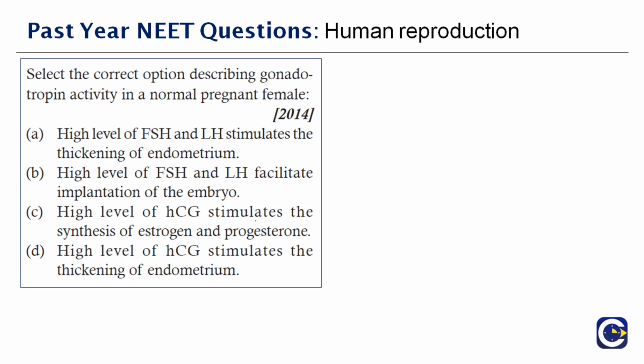Next question here. Select the correct option during gonadotrophin activity in the normal pregnant female. So we have to analyze here. High level of FSH, LH, no. High level of FSH and LH facilitate the implantation of the embryo. So FSH and LH are common hormones that a woman will have, whether pregnant or not. But a woman who is pregnant will have a particular hormone, or gonadotrophin, which is very exclusive to pregnancy time.